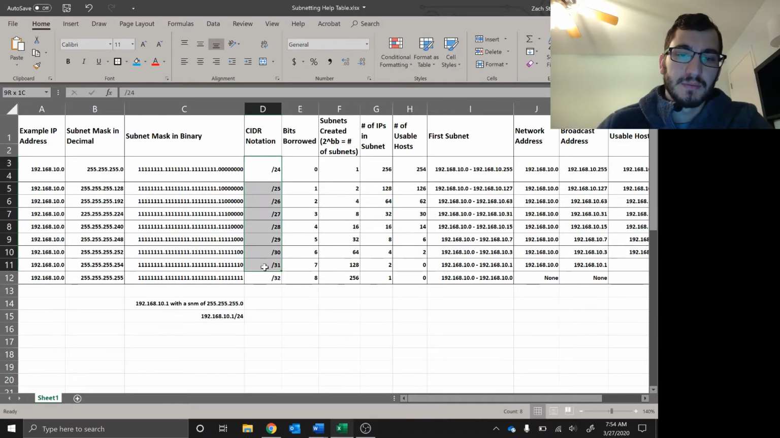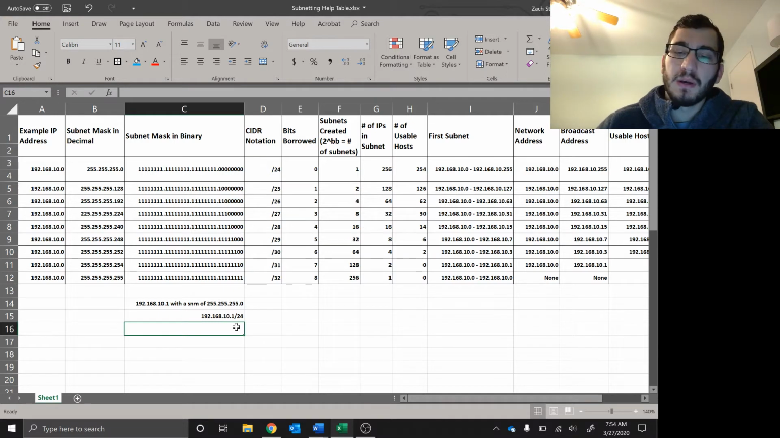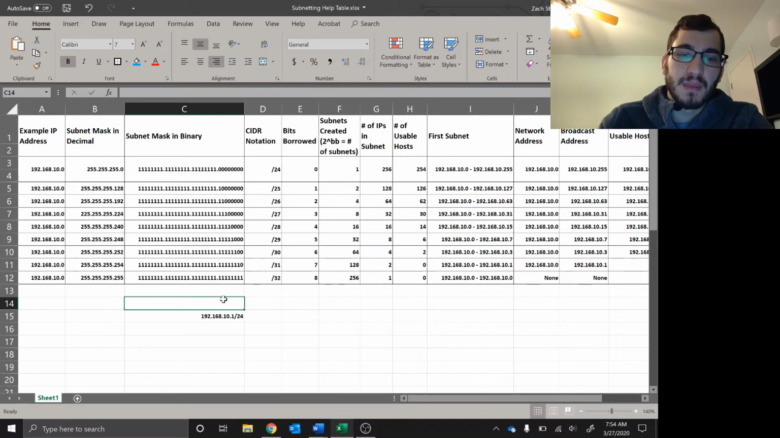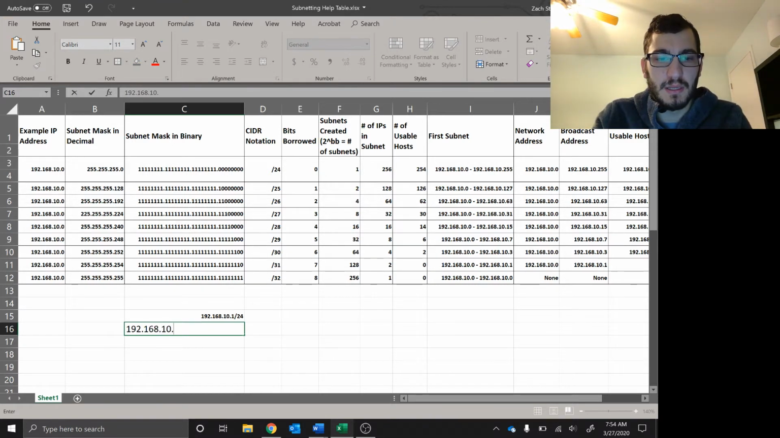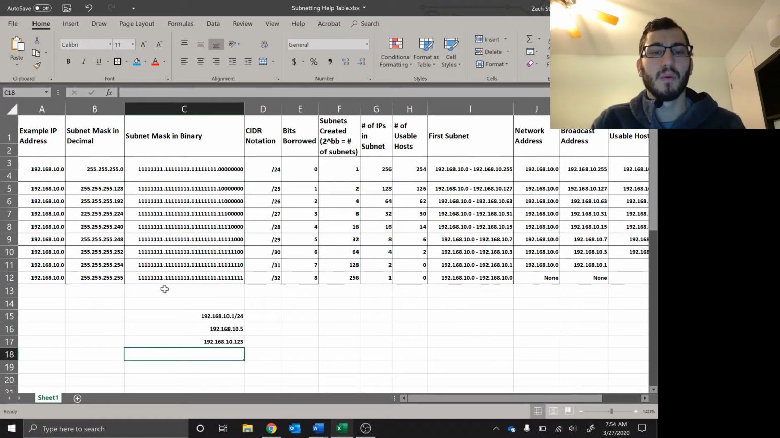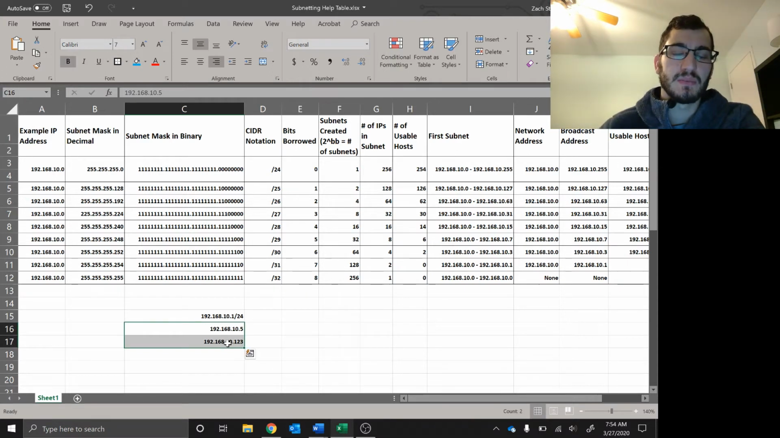This sort of stuff, one of the things on the Network Plus exam will be given this information. 192.168.10.5. One of the things they'll say is, are these two in the same subnet? And you'll have to go, it's a /24, so yes.